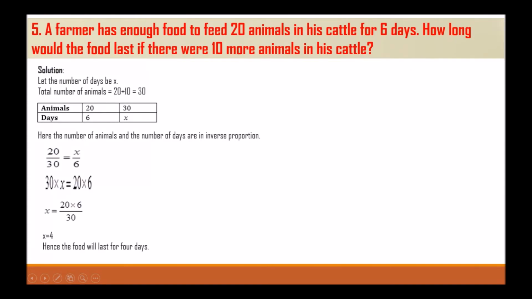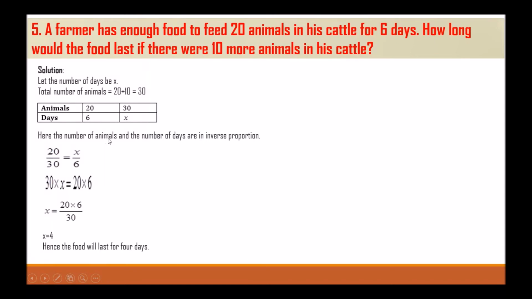A farmer has enough food to feed 20 animals in his cattle shed for 6 days. How long will the food last if there are 10 more animals in his cattle shed? So let the number of days be x. Total number of animals are 20 plus 10, that is 30.